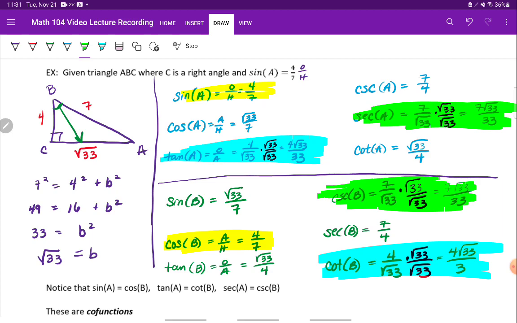Now, you probably thought all that co stuff had to do with something. Sine, cosine, secant, cosecant, tangent, cotangent. And it does. Those pairings are called cofunctions. And we'll discuss cofunctions more in a future video. But it is a fact that with cofunctions, sine of angle A and cosine of angle B are going to be equal to each other.